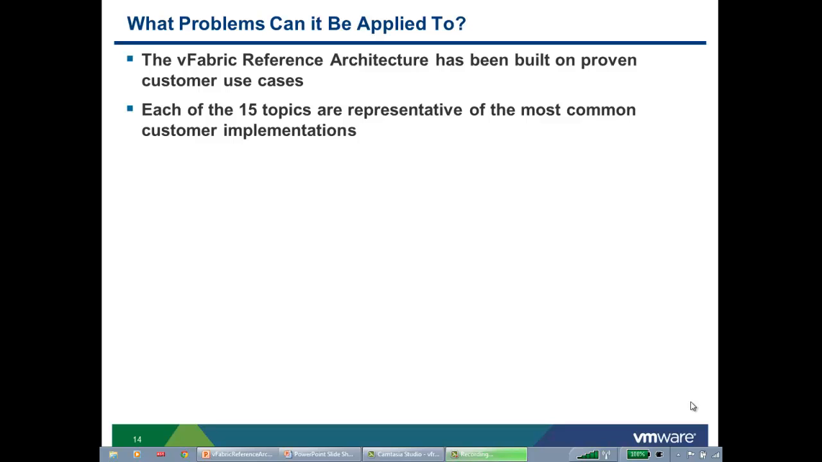It's worthwhile noting the vFabric Reference Architecture has been built on proven customer use cases. Each of the 15 topics is representative of the most common customer implementation.